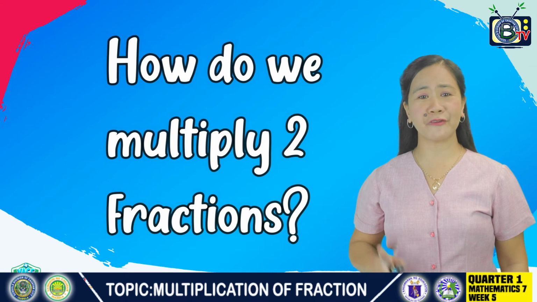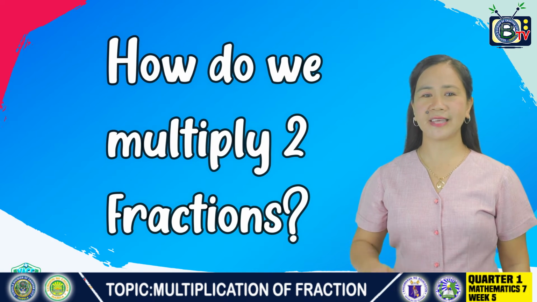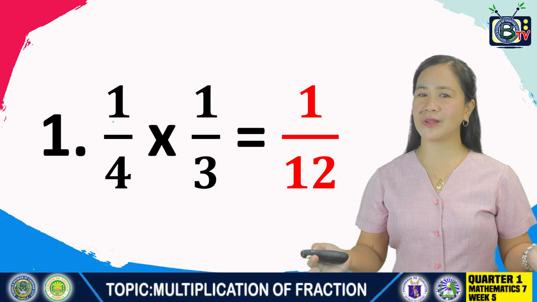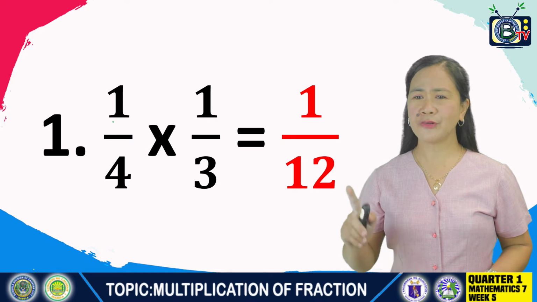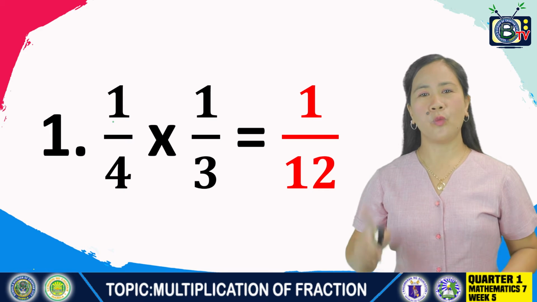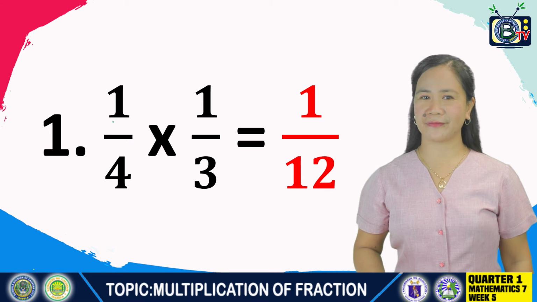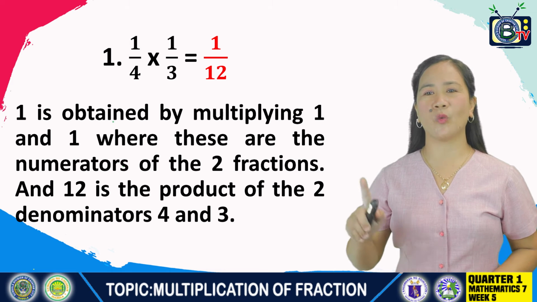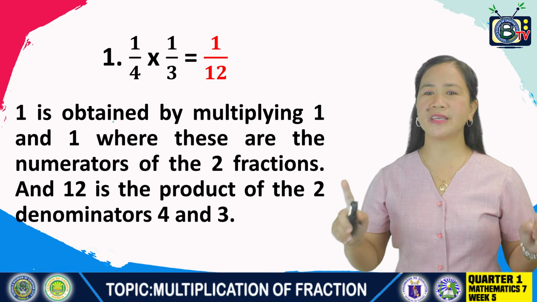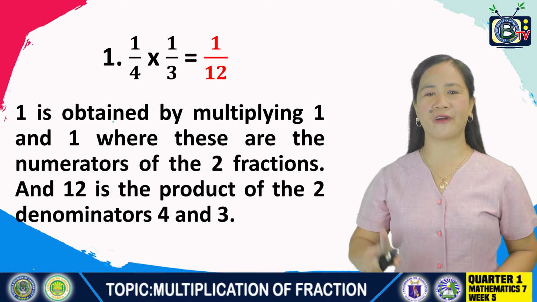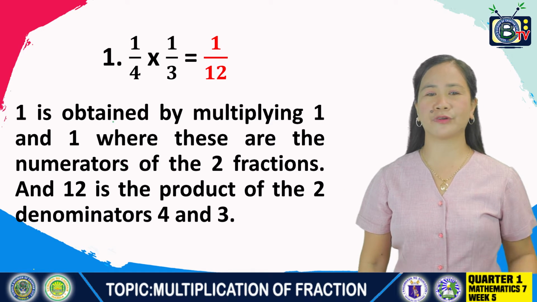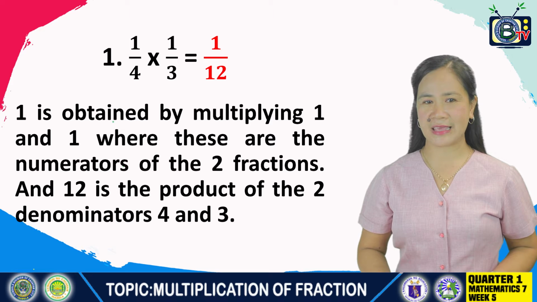From these illustrations, class, what did you observe? How do we multiply two fractions? In example number 1, 1/4 times 1/3 is equal to 1/12. How did we get the numerator 1 in the product 1/12? What about the denominator 12? So as you can see that 1 is obtained by multiplying 1 times 1 where these are the numerators of the two fractions. And 12 is the product of the two denominators 4 and 3.